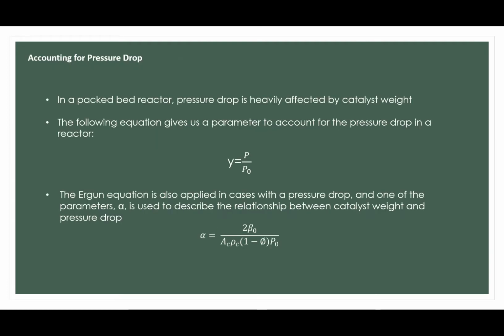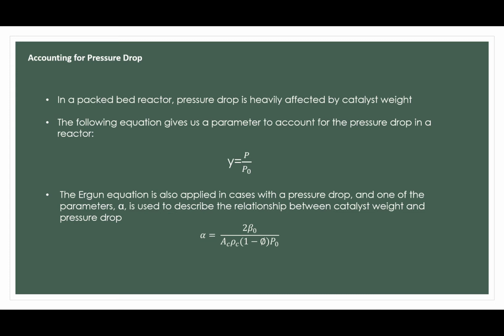When we do want to account for pressure drop, we do have to use the Ergun equation. And in a packed bed reactor, pressure drop is heavily affected by the catalyst weight. The following equation gives a parameter to account for the pressure drop, and it is a ratio of the pressure coming out of the reactor, P, over the pressure going into the reactor. And that tells you just about how much the pressure is changing throughout the reaction.